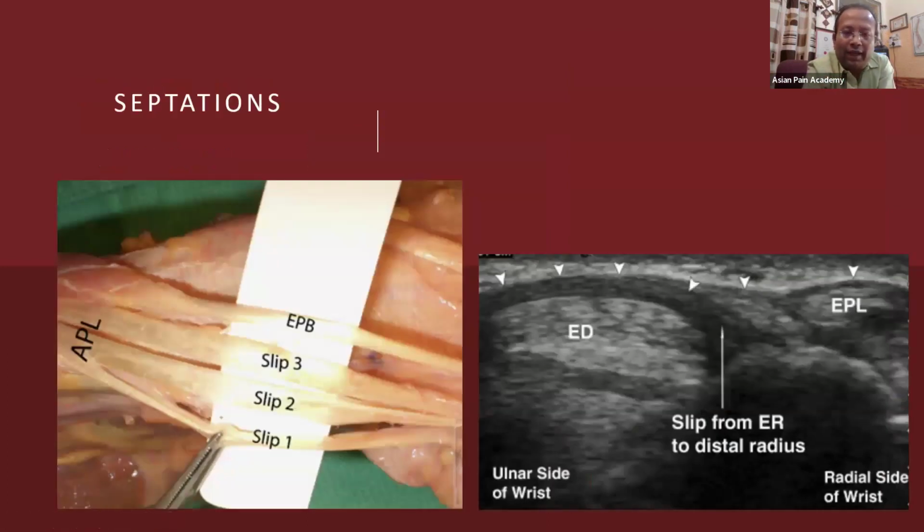One important thing while we see under ultrasound: APL and EPB form compartment number 1. Though APL should have been one tendon, it has multiple slips. Up to 3 or 4 slips have been found, while EPB and other tendons have only one slip, but APL has multiple slips. So this is also important. Why it is important, I am saying.